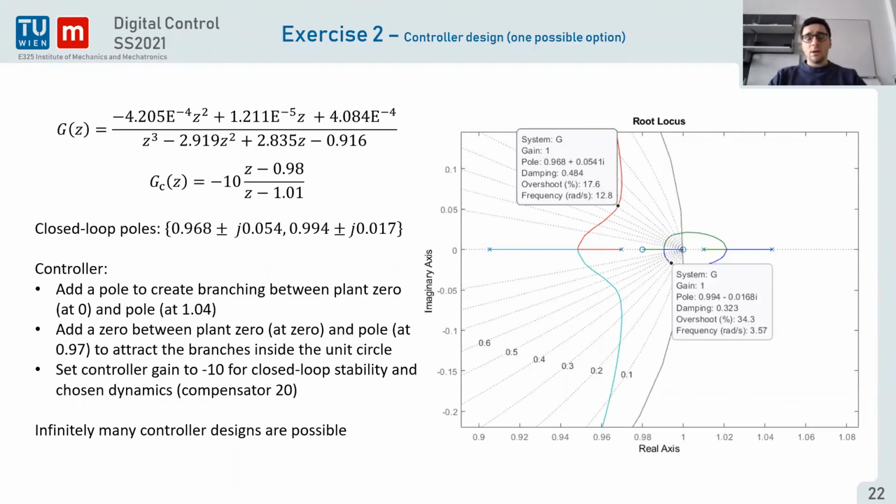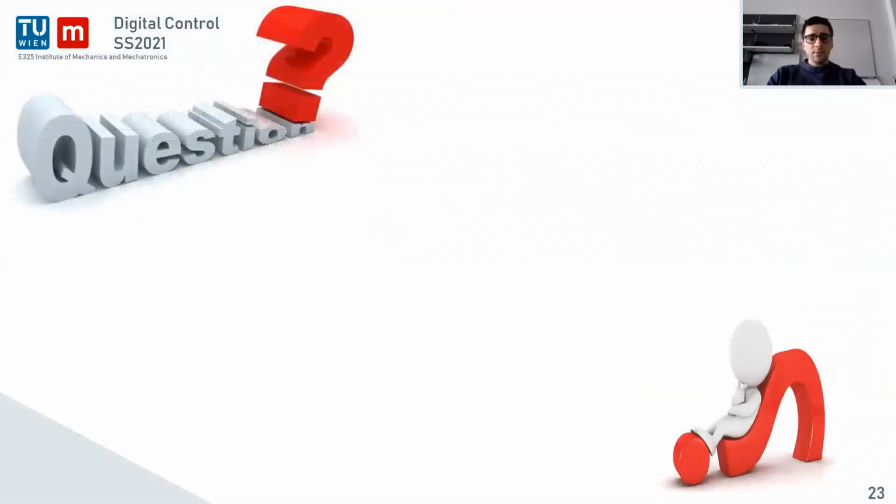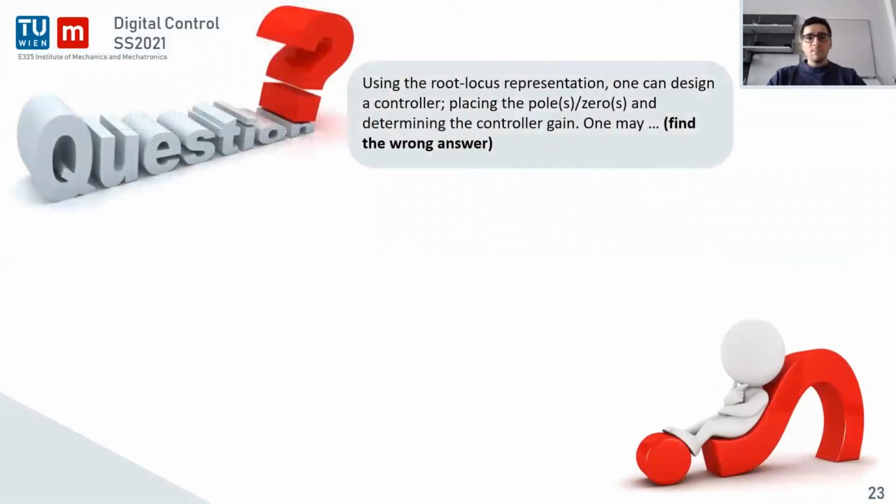You can play with Matlab at home for this system or another system and try to find where to place the poles and the zeros of the controller to have all the specifications you want. So let's move to the last question for today. Using the root locus representation, one can design a controller, placing the poles and zeros just as I've been doing, and determining the controller gain.